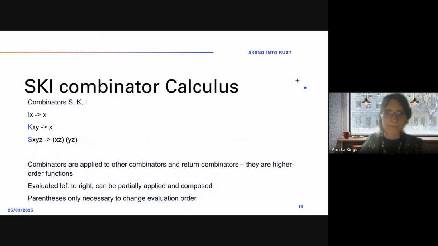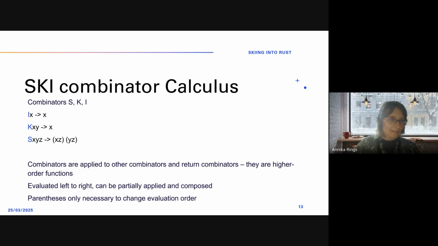So the SKI system in particular uses these three combinators called S, K and I, and only those. The first one, I, just takes an argument and returns it. That is the first example on the previous slide. And then K takes two arguments, returns the first, discards the second. That is the second example on the previous slide. And then S is slightly more complicated. It takes three arguments, applies the first to the third, and then the second to the third, and then it applies the result of the first computation to the second computation.